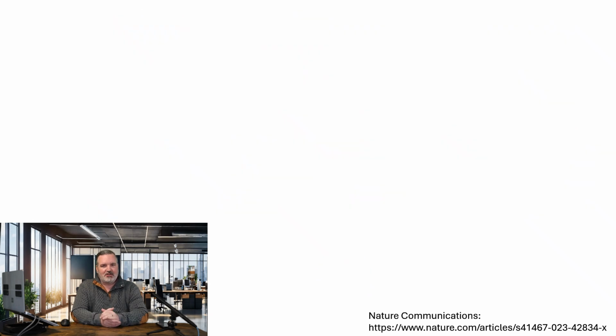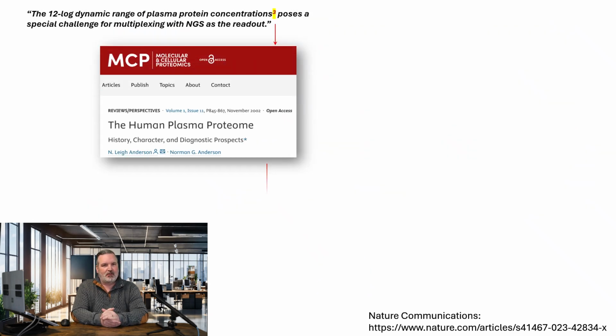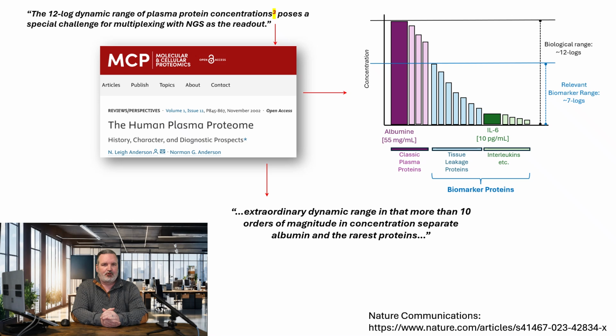In this Nature Communications publication, 12 logs refers to the biological concentration span of proteins in human plasma, not the measured dynamic range of the assay itself. This is an important distinction. Biology can span 12 orders of magnitude, but assays typically do not.